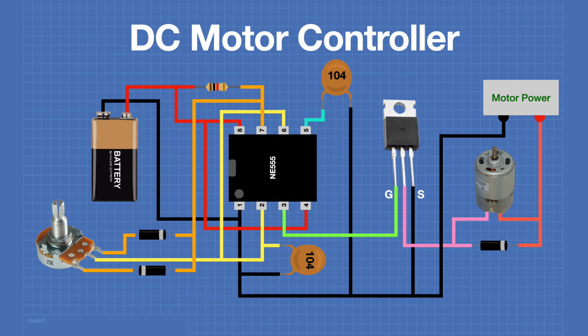The output on pin 3 is fed to the gate of our MOSFET. The MOSFET then drives our motor, and note that we have a diode across the motor that protects from any back EMF that may be generated by the motor. So let's hook this up and see how it can control our DC motor.